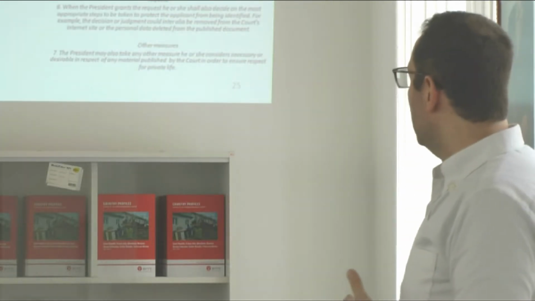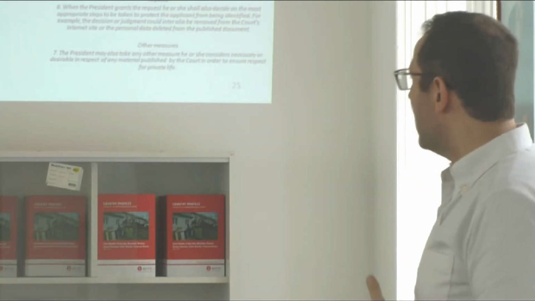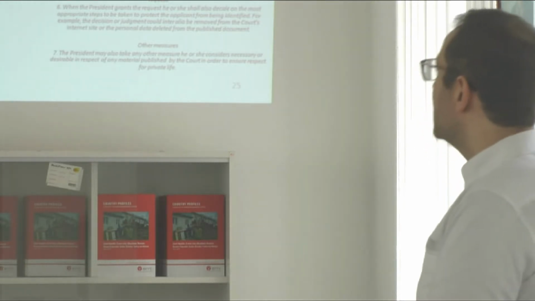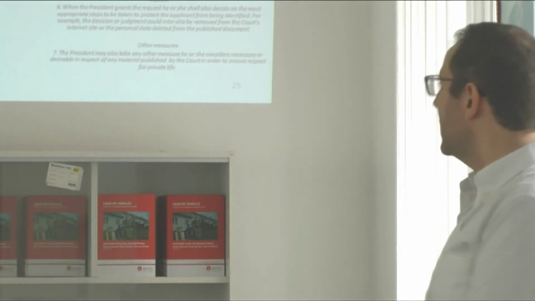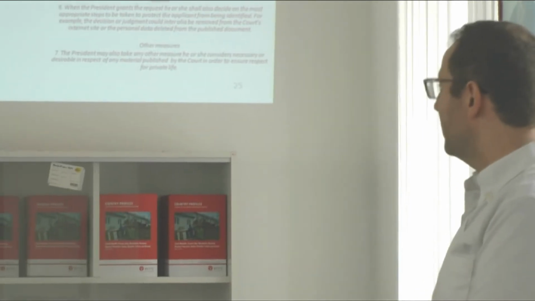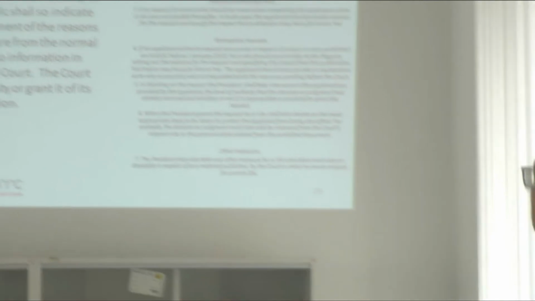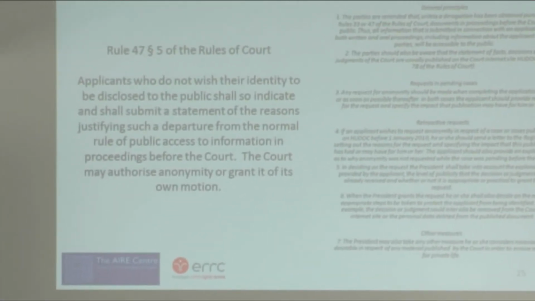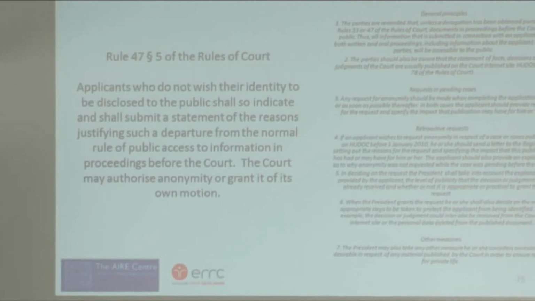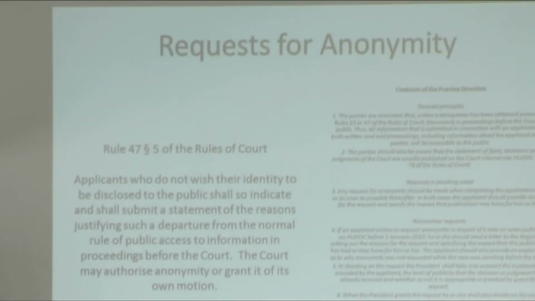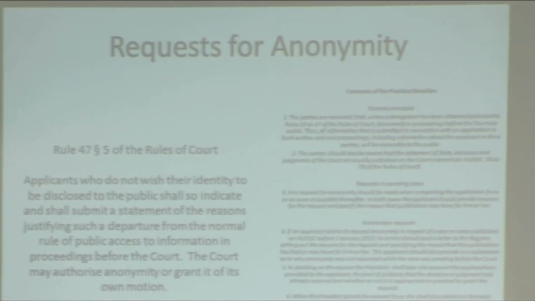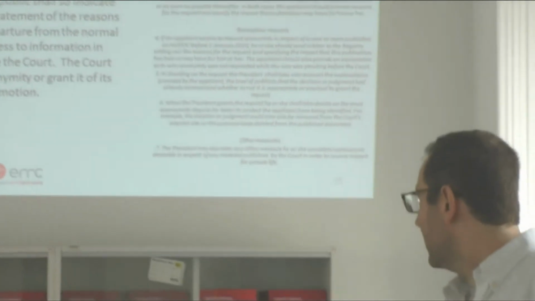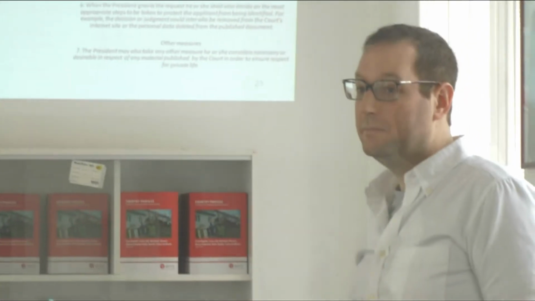Request for anonymity. There is Rule 47, Paragraph 5 of the Rules of Court. It says applicants who do not wish their identity to be disclosed to the public shall so indicate and shall submit a statement of reasons justifying such a departure from the normal rules of public access. So at the earliest possible stage, you have to ask for anonymity if you want your case to be anonymous. So AA versus UK instead of the guy's real name. I've given you the contents of the practice direction on the right side of the screen. I won't go through that in detail, but if you're ever involved in requesting anonymity, which we did not do in the present case, the Italian case, that's what you should have a look at.